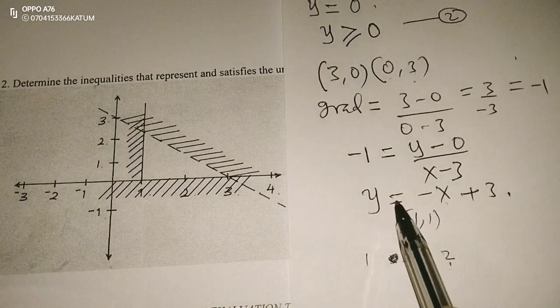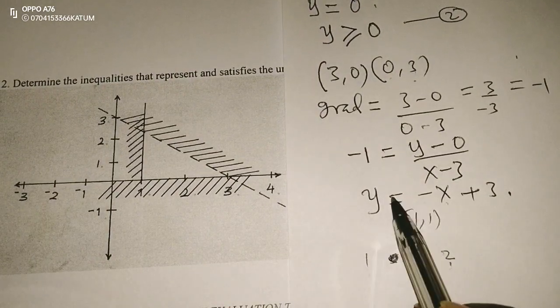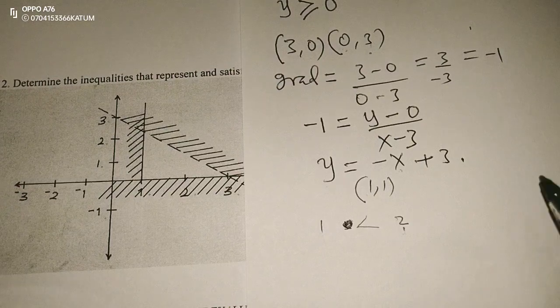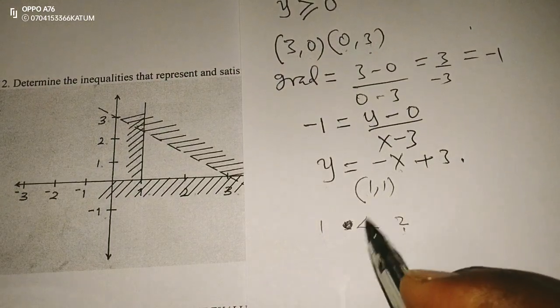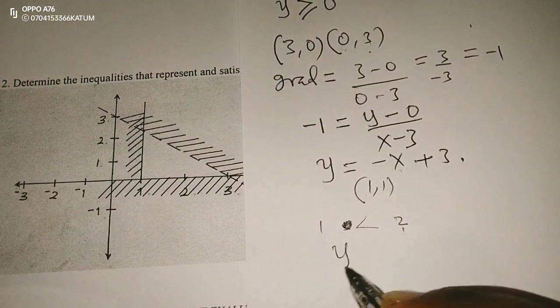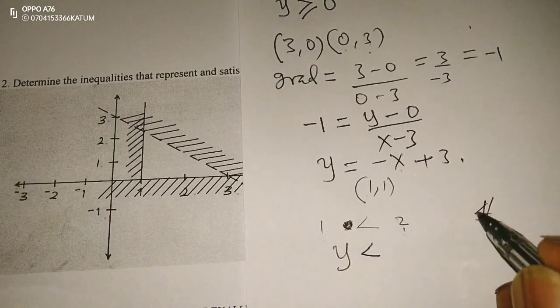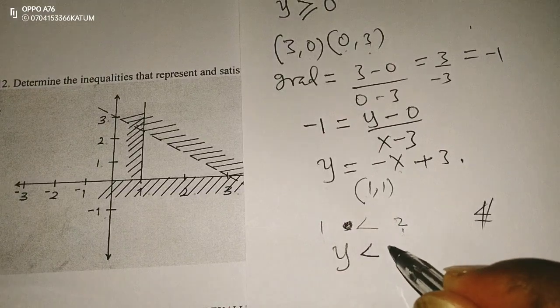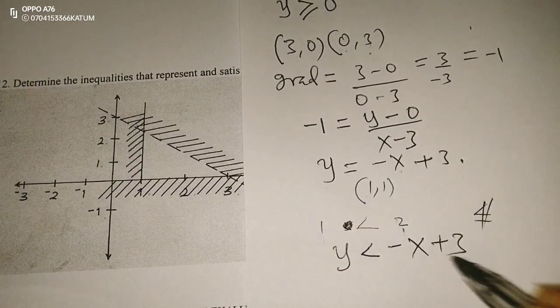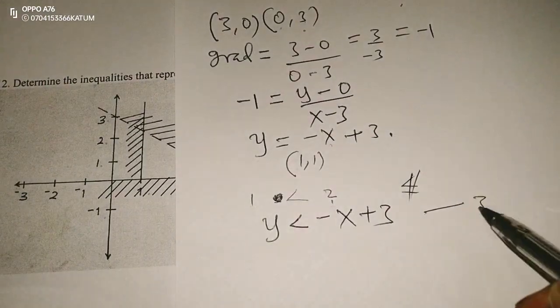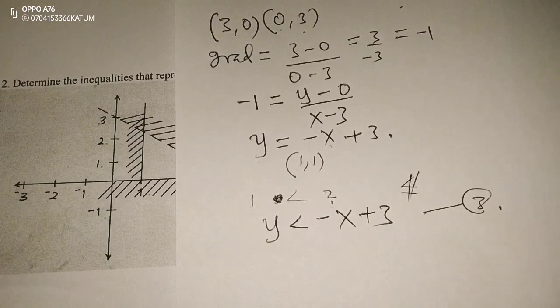Which means at the point of the equal sign, we shall have the sign of the inequality, whereby it will be less than. I said we will not say equal to, because the line is dotted. So y is less than negative x plus 3. This is going to be the third inequality satisfying the given region.